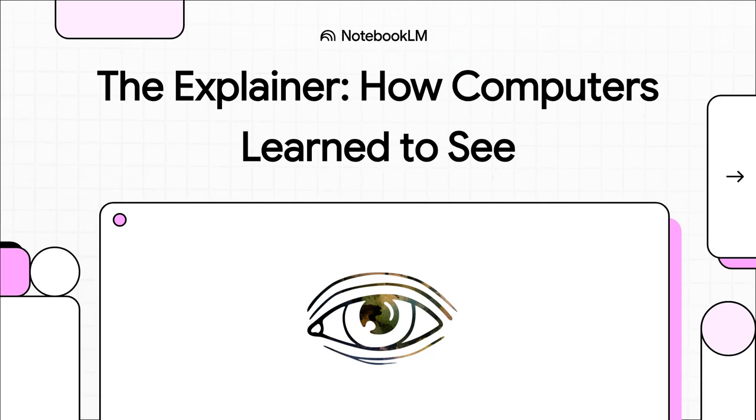Have you ever stopped to think about something that feels, well, almost like magic? How in the world do we teach a machine, a hunk of silicon and wires, to do something as deeply human as seeing? It's a huge question, and it all boils down to a really simple but massive disconnect.